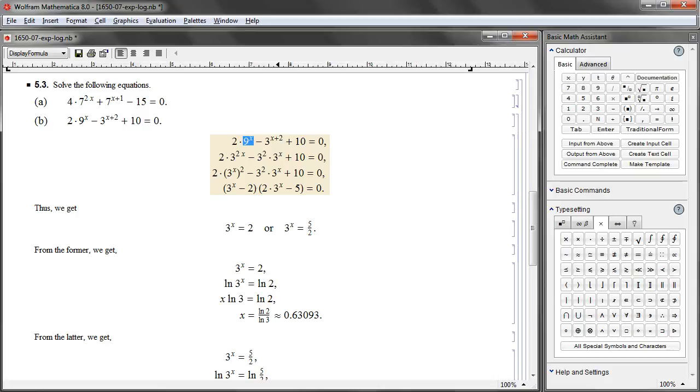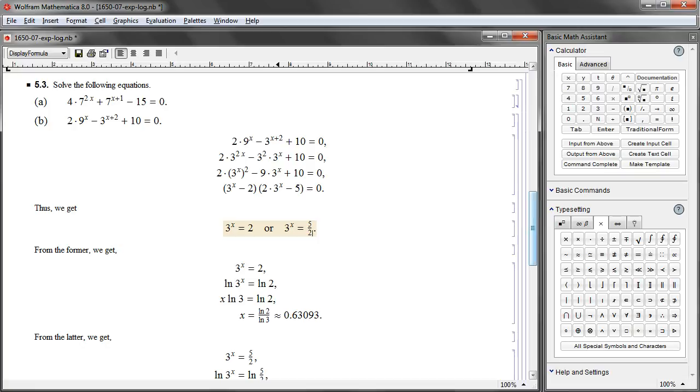9 to the x power is (3 to the x) squared, and the x plus 2 power over there can be decomposed into 3 squared times 3 to the x power. And what we ended up with is a quadratic trinomial like this. It can be factored. Once you factor, you get two solutions: 3 to the x power is 2, or 3 to the x power is 5 halves.